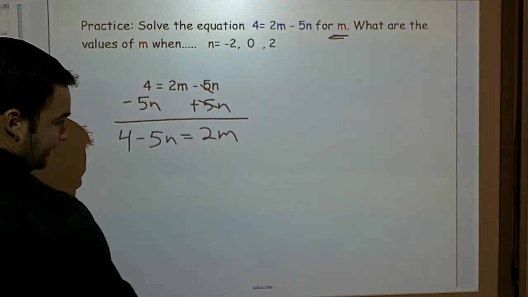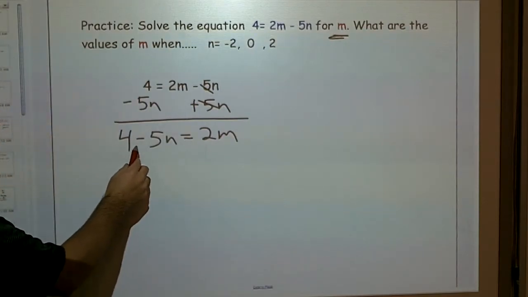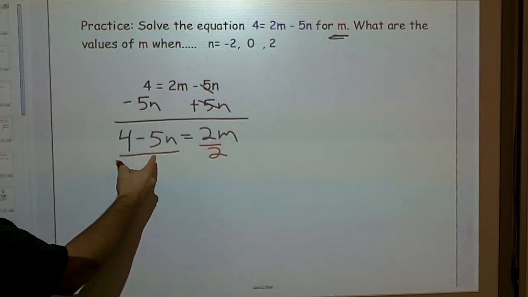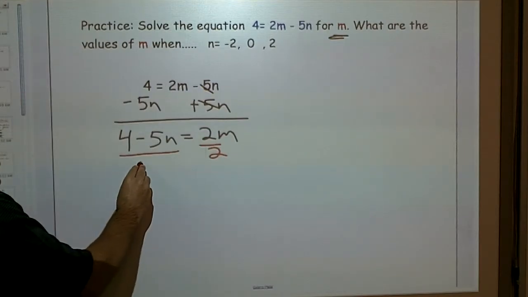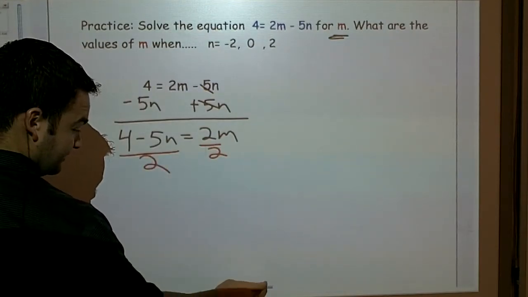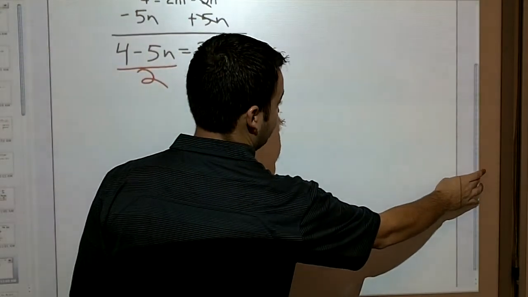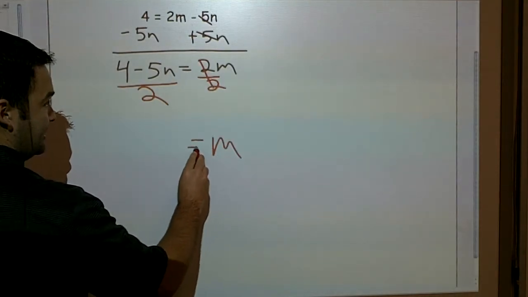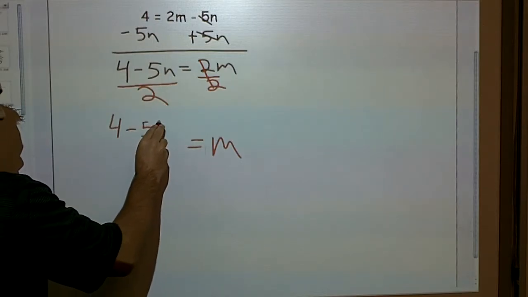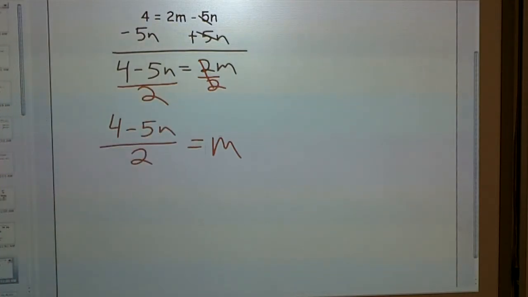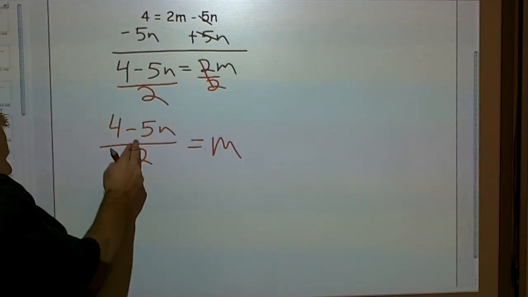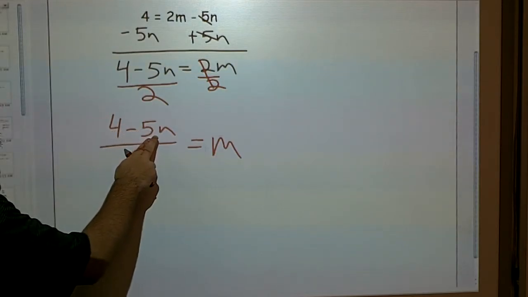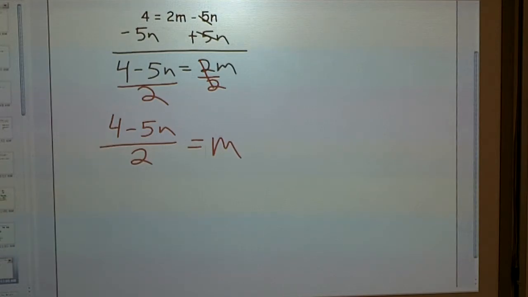From there, we've got 2 times m is equal to 4 plus 5n. All we need to do is divide each term by 2. Since this one will give us a decimal or a fraction, I'm just going to rewrite this. Since these cancel off, m is equal to 4 plus 5n, divided by 2. Then whatever value we plug in for n, let's say if n was 1, we take 4 plus 5 times 1, which is 9, over 2, is equal to m.